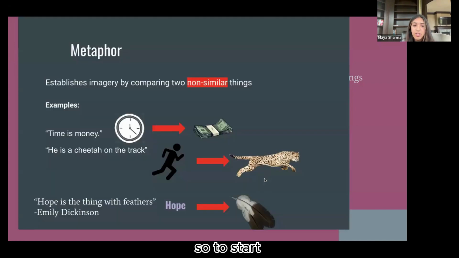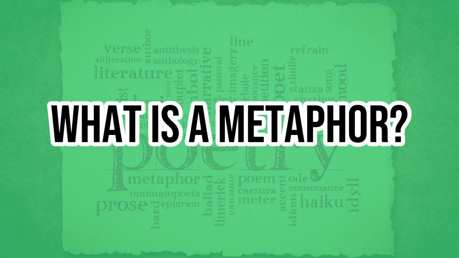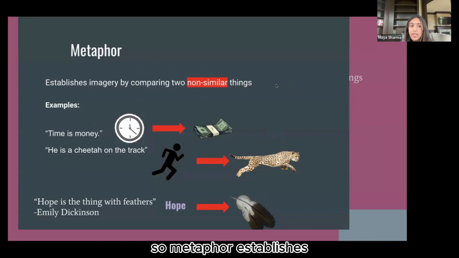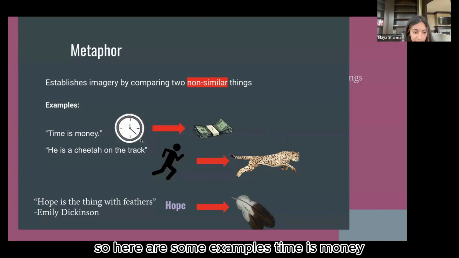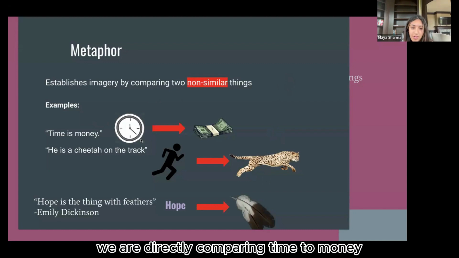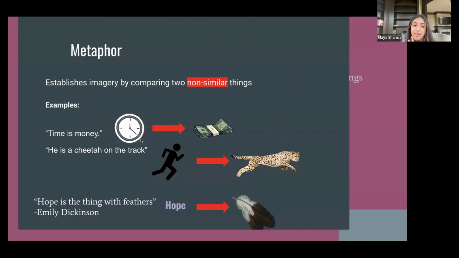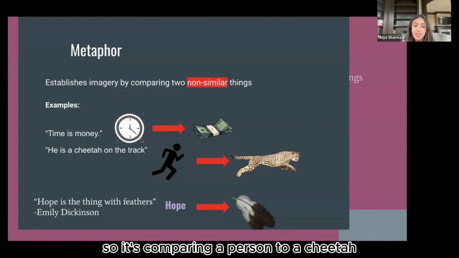So to start, what is a metaphor? A metaphor establishes imagery by comparing two non-similar things. So here are some examples. Time is money. We are directly comparing time to money. He is a cheetah on the track. So it's comparing a person to a cheetah.